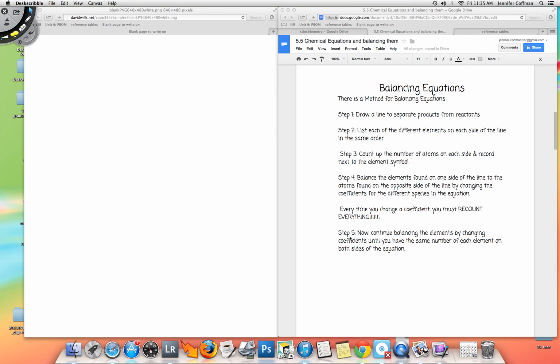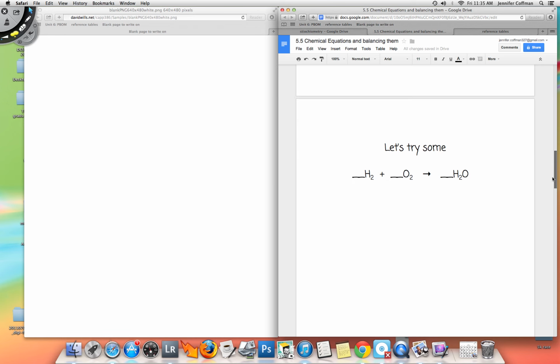And then step 5, continue doing this. Continue balancing them until you have the same number of each element on both sides of the equation. So it sounds like a lot of work, but it really isn't that bad. And actually, I like doing this. This is a lot of fun. Okay, so let's try one so you can see what I'm talking about step by step.